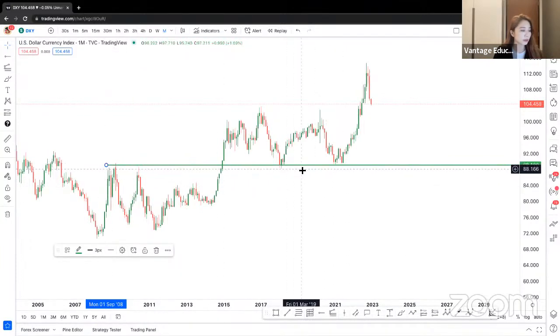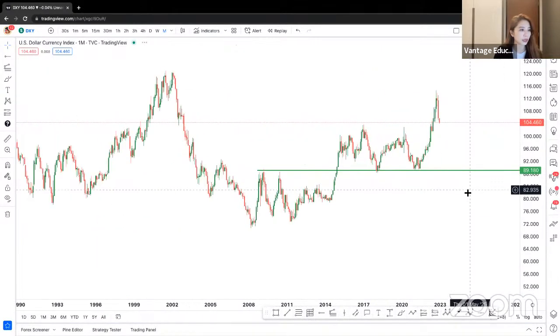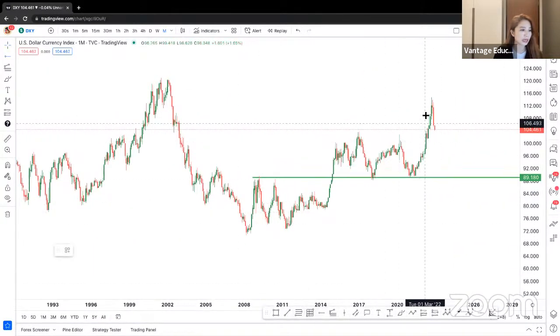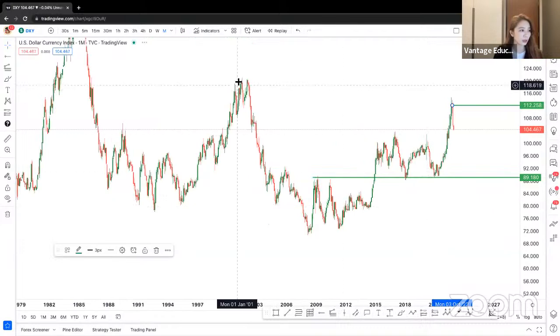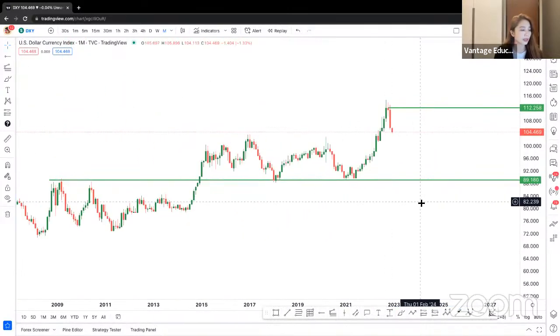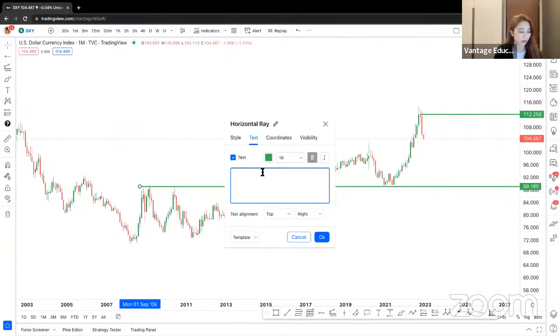All right, from September of '08, we are seeing a strong support since then, strong support at 89.18. We can see a strong support, and then we are seeing a peak in this year's October at 112.258. The previous peak was 120 in year 2001. All right, so let's take a look at this. Strong support. Let me just write it down.